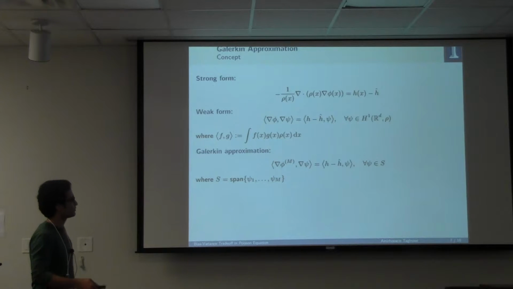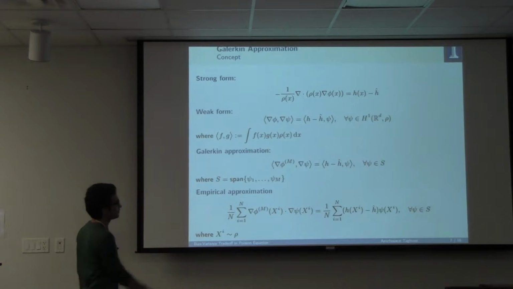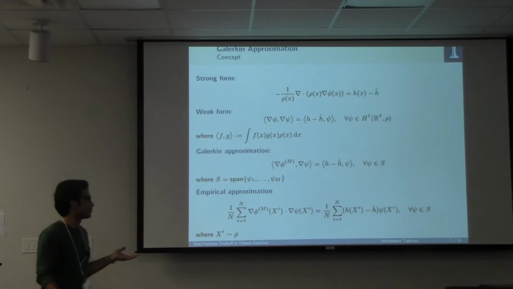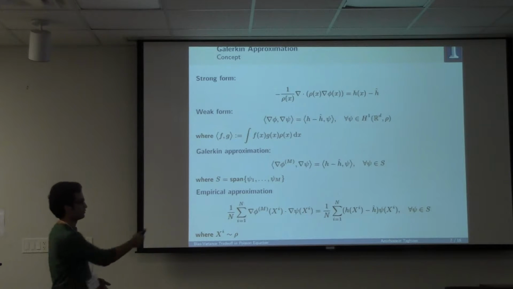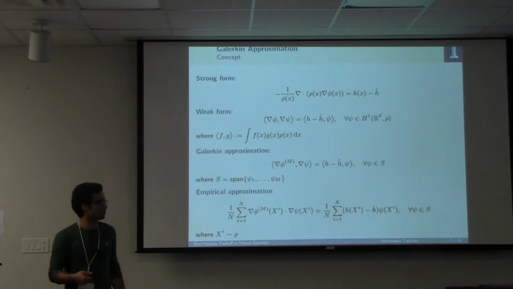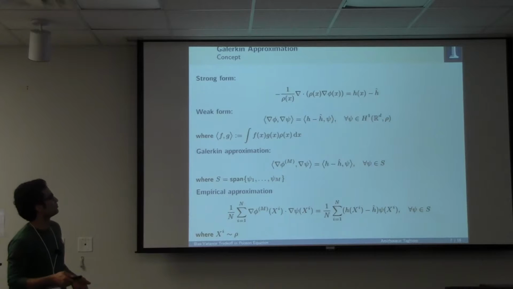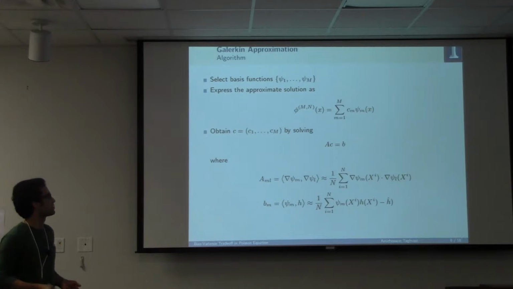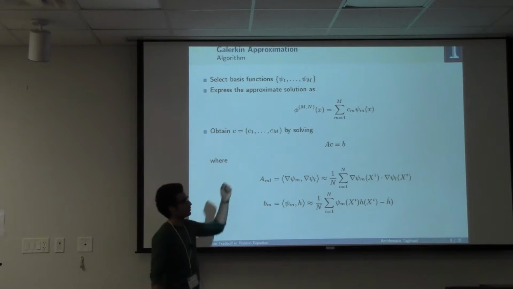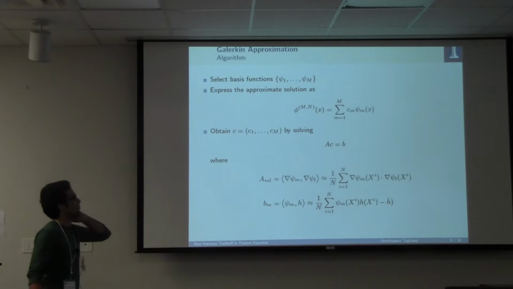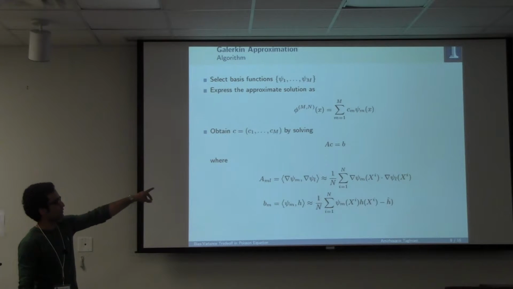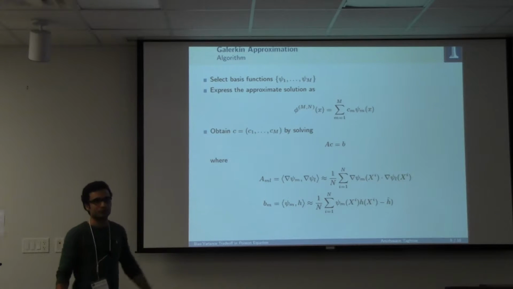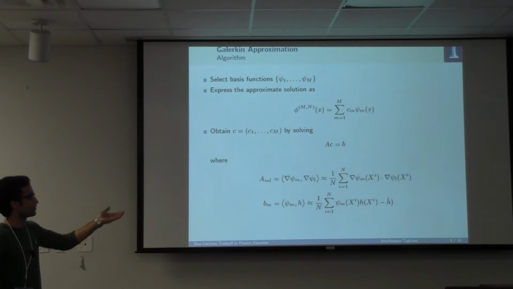And in the next approximation, you approximate the integrals here by empirical averages with respect to the samples that you have, with respect to the particles. So this would be a finite dimensional equation, and you can go ahead and solve. From an algorithmic perspective, first you find a set of basis functions. Then you write your solution as a linear combination of the basis functions. And then you obtain a linear system of equations which you need to solve, where A and B are obtained according to these formulas, which are just in terms of the particles.